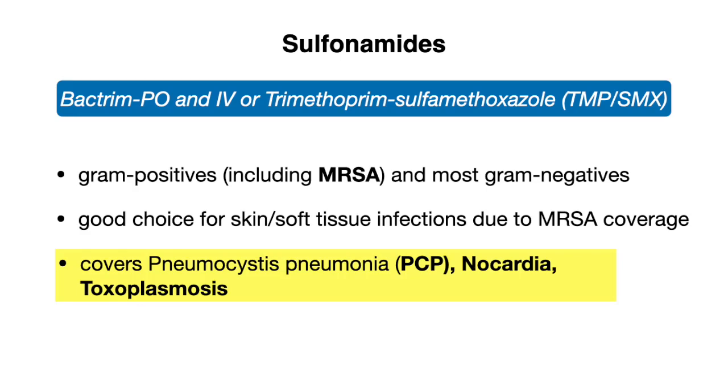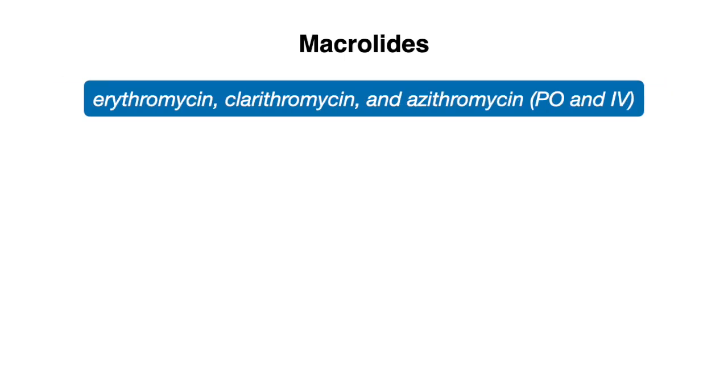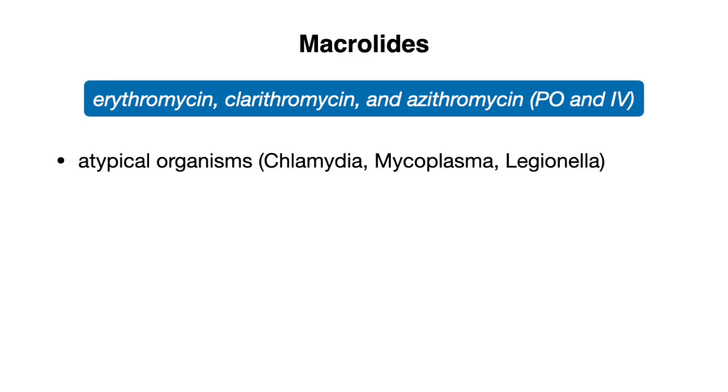Test exam questions like to focus on unique properties of antibiotic agents, especially unique organisms that they cover. Let's now move on to our macrolides, where we have our erythromycin, clarithromycin, and azithromycin, and these come in a PO and IV form. Just keep in mind that these antibiotics are different from clindamycin, even though they all end with mycin. Macrolides cover your atypical organisms, which include chlamydia, mycoplasma, and legionella.